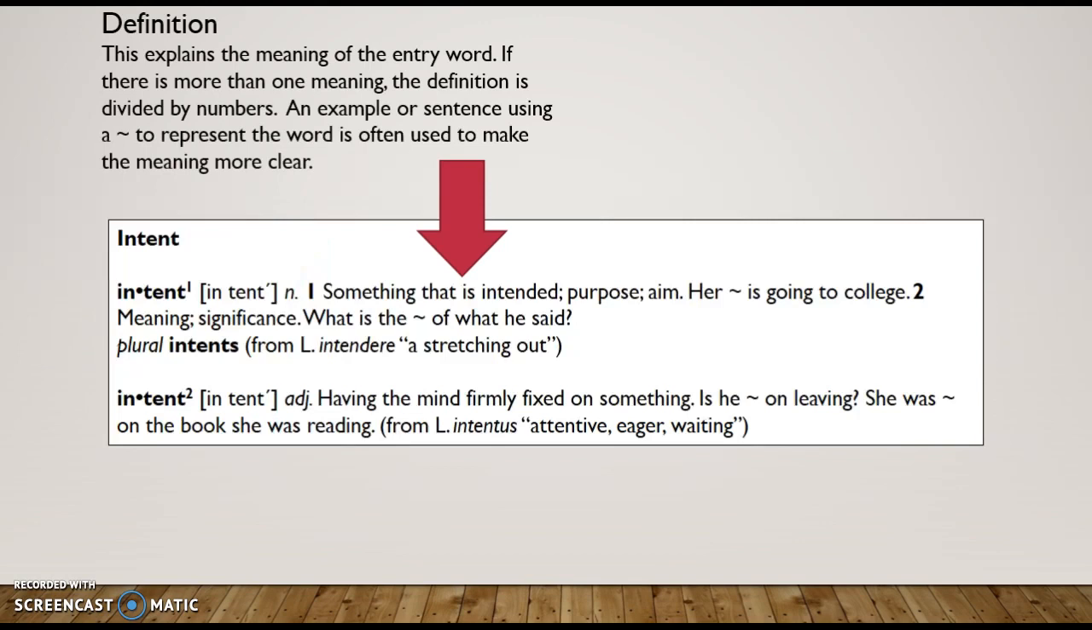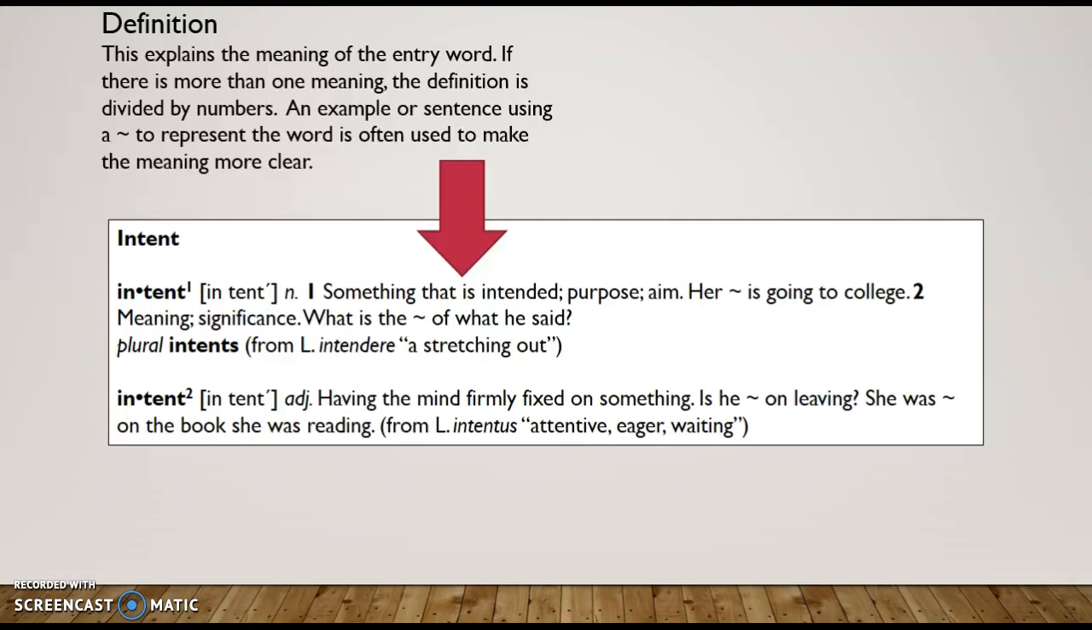Next up is the definition. This is our bread and butter for our dictionaries here. This is probably the main thing that we will be looking up, or the main thing that we'll be finding these words in a dictionary for. The definition explains the meaning of the entry word. If there is more than one meaning, the definition is divided by numbers. Our first entry for intent here has 2 meanings. The first one says something that is intended, purpose, or aim.